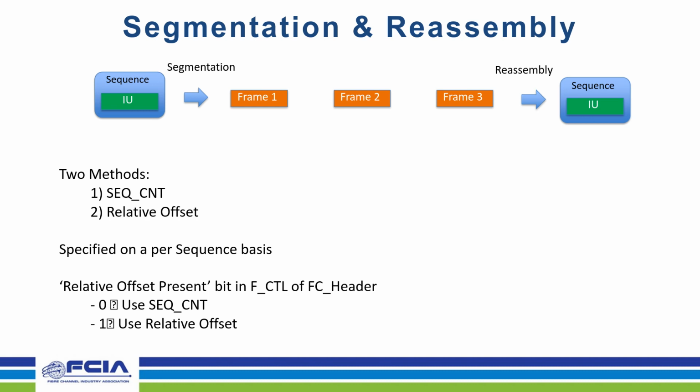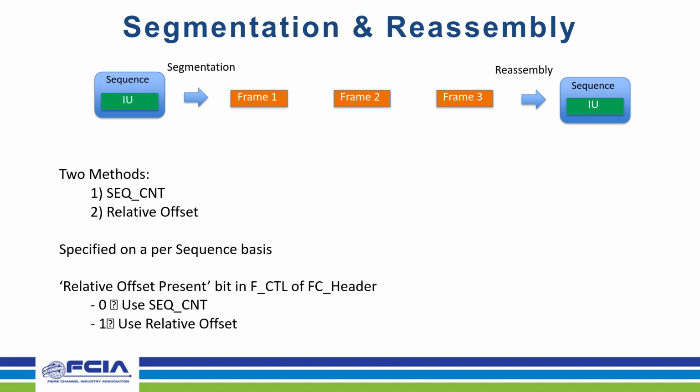There are two methods defined in the FC-FS spec for segmentation and reassembly. You can do it using sequence count or relative offset. To use a particular method, both endports must support that method, and which method you're going to use is negotiated during PLOGI using the common service parameters. The sequence count method needs to be supported by all endports, whereas the relative offset method is optional.